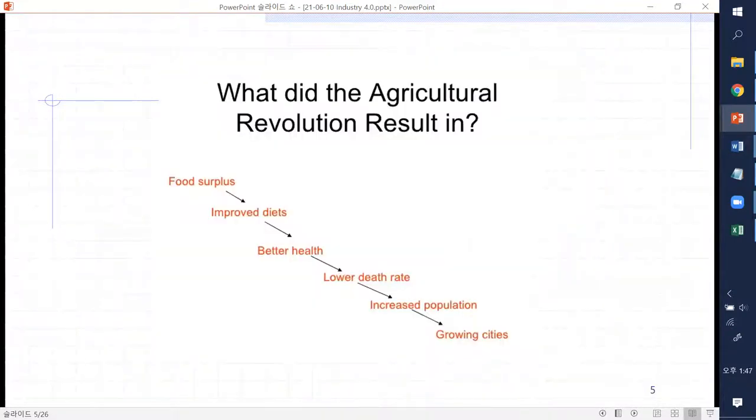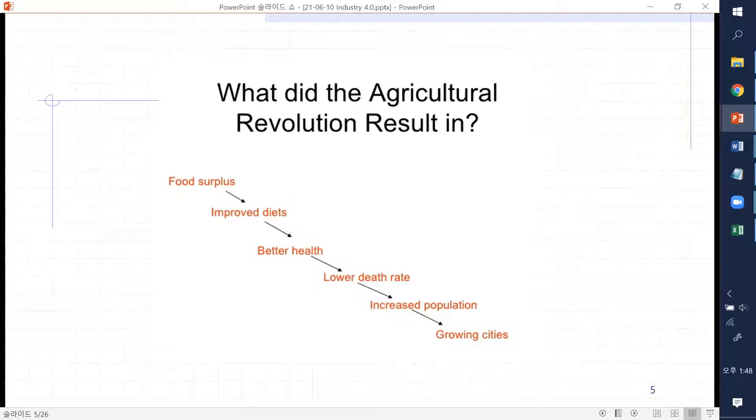So what did the agricultural revolution result in? We start from food surplus, the doubling of food production. And it helps provide a good food supply. Then humankind had better health and became stronger. And it also lowered the death rate, including through the development of medical technology. And then it helps us to increase the population, right?